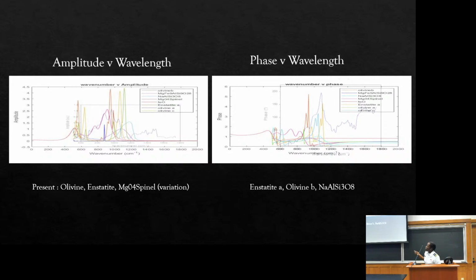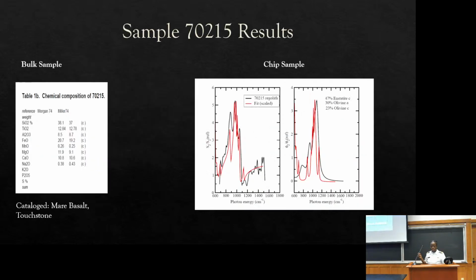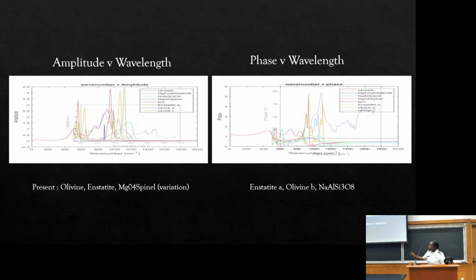We also looked at it further from a different perspective, looking at phase versus wave number and amplitude versus wave number, contrary to using photons versus reflectance. And with this one, again, we're just doing the same thing. We're looking at the peaks of the amplitude and the phase to see what other chemical compositions line up or match up to what we were given from the FTIR.